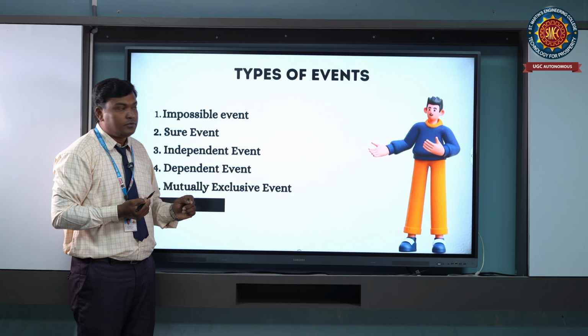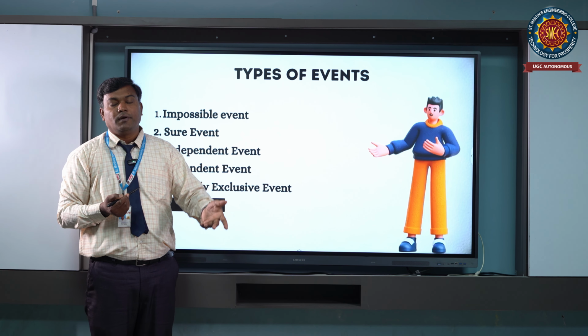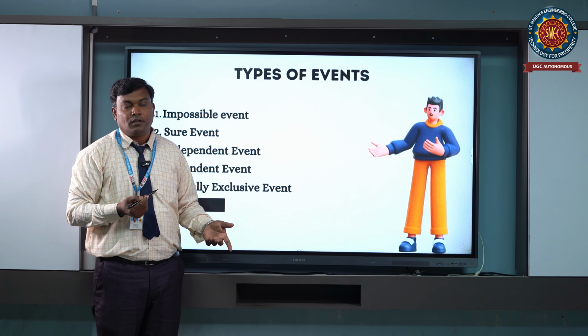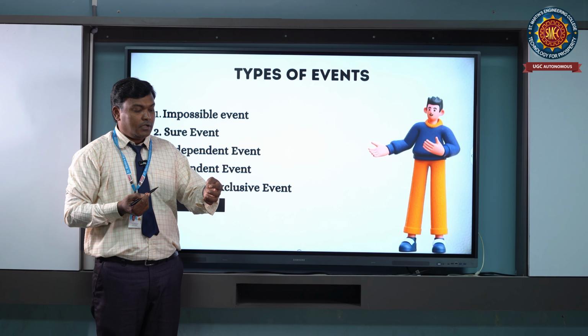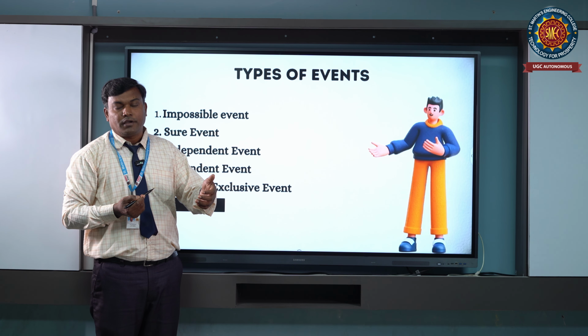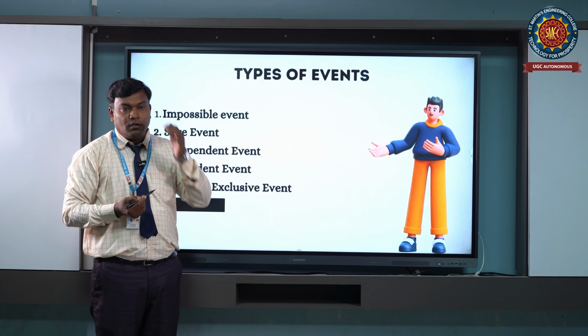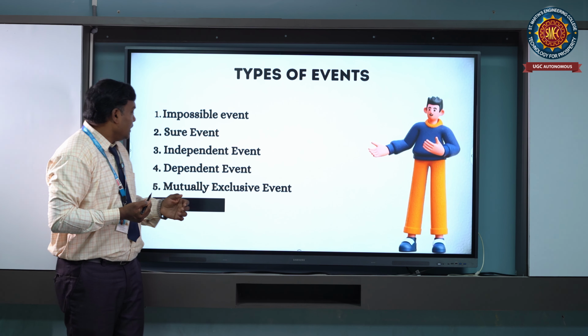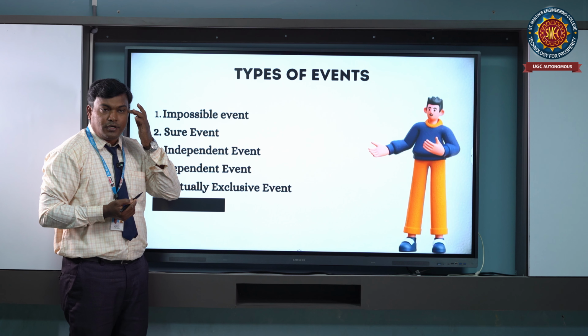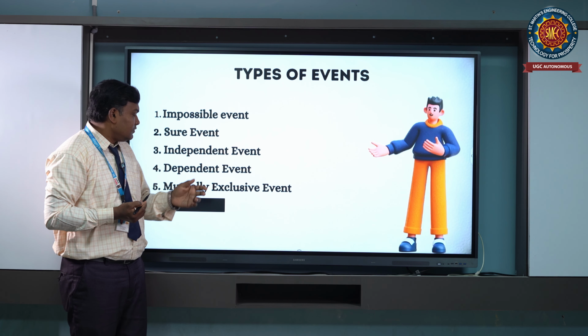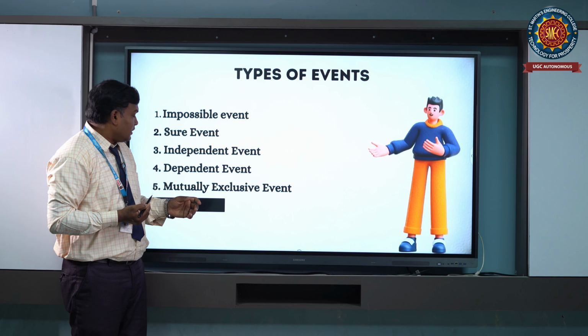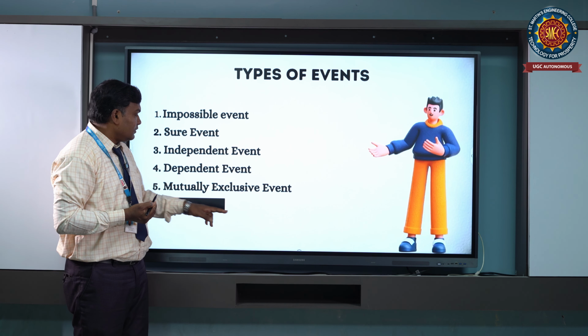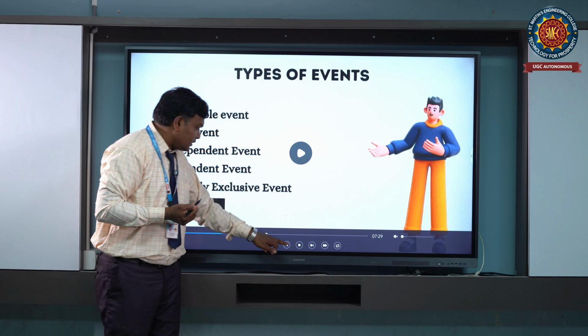A sure event means whatever is certain to happen. For example, if you toss a coin, getting a head or a tail is a sure event. Independent events mean events which do not depend on each other. Then dependent events and mutually exclusive events, we have seen these.